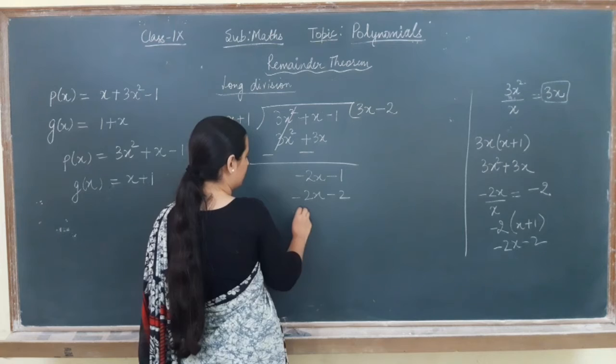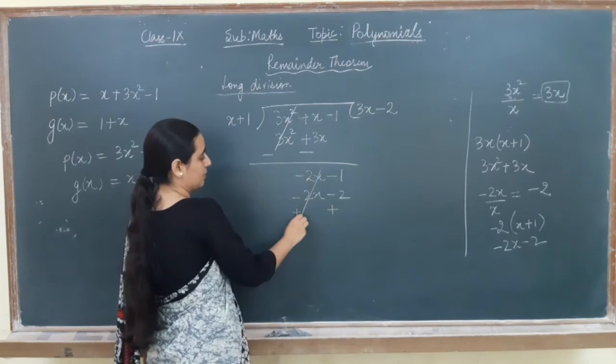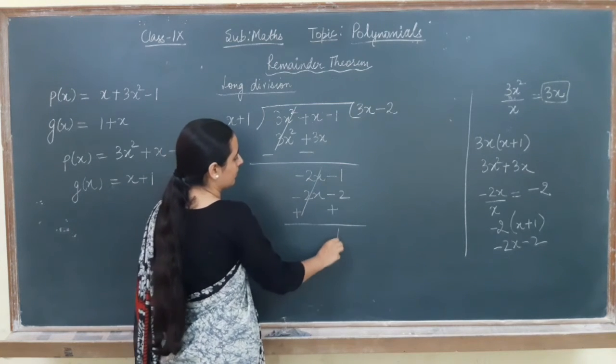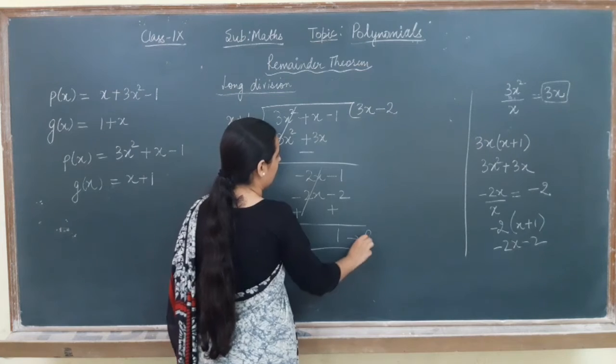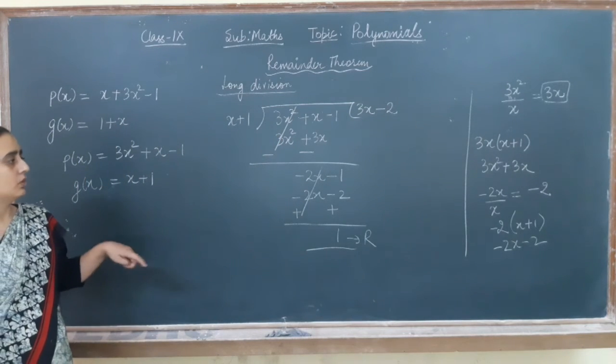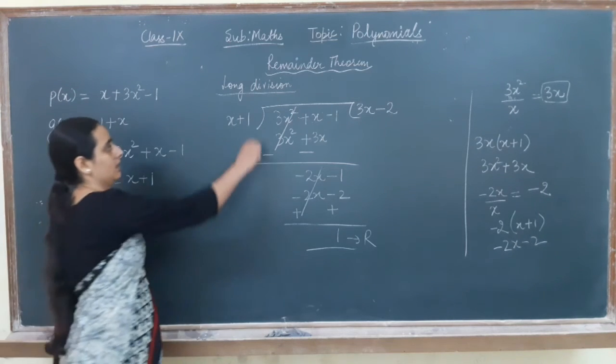Again, move to the changing of sign. This will be cancelled because one is positive, one is negative, and this will be plus 2 minus 1, 1. So this is my remainder. Fine. Is it clear? Now we have found the remainder by long division method.